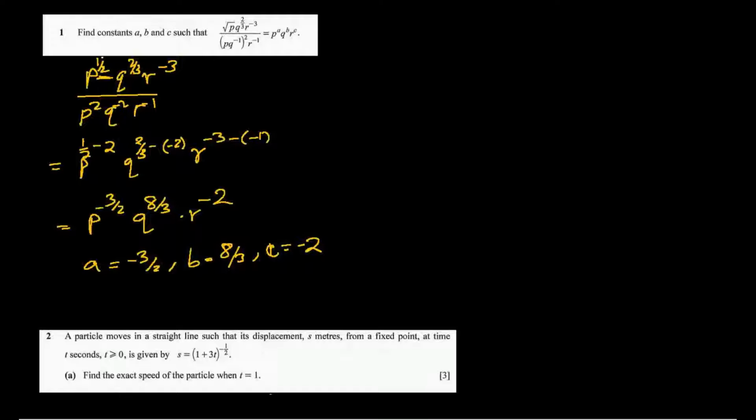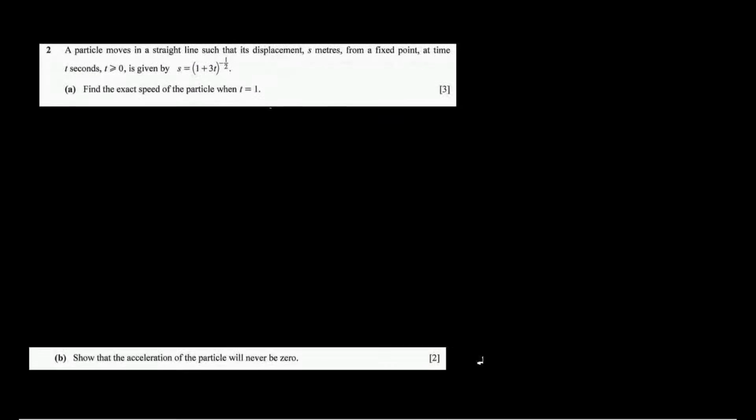Question number 2. A particle moves in a straight line such that its displacement is s equal to 1 plus 3t to the power minus half. We have to find the exact speed of the particle when t is equal to 1. They're saying speed, but when we differentiate s with respect to time, we get velocity. So what will we do? We'll just find velocity and we'll ignore the direction at the end.